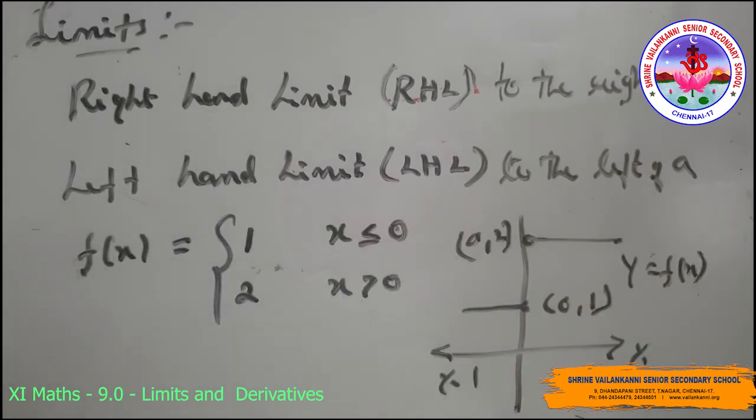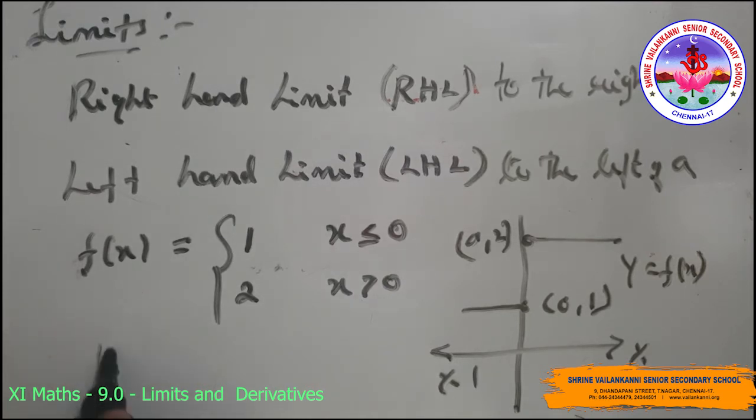For example, consider the function f of x, which is equal to 1 when x is less than or equal to 0, and f of x equal to 2 when x is greater than 0. From the graph, it's clear that the value of f at 0 is dictated by values of f of x with x less than or equal to 0. If x is less than or equal to 0, we get f of x equal to 1, which is said to be the left hand limit of f of x at 0.